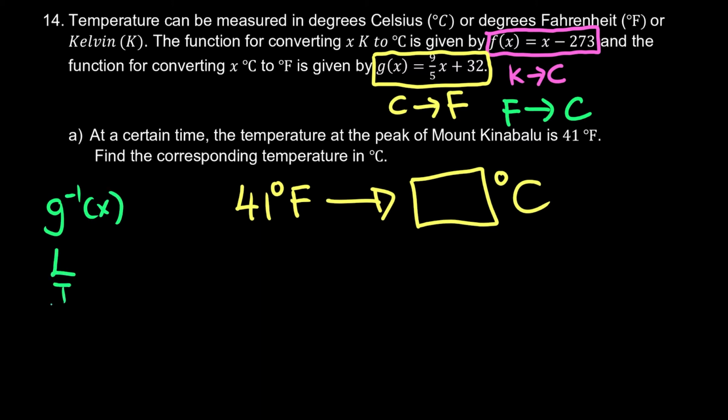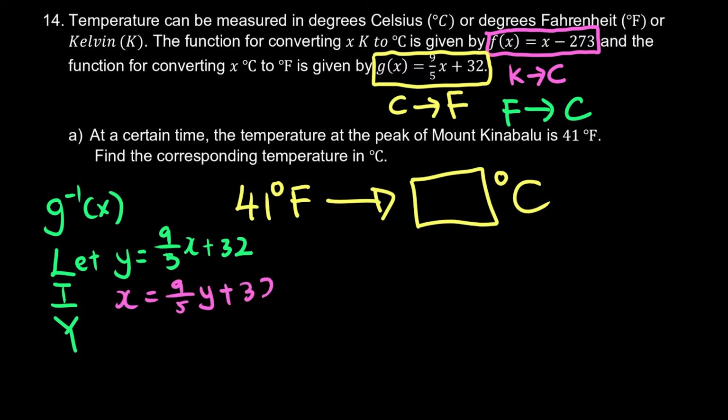Learn it yourself. First step, let y be equivalent to the function here. Second step, interchange the x and y. The last step is to solve for y. So when we have a plus 32 here, it goes to the left hand side and becomes minus 32. When we have a times, it goes over there and becomes divide.